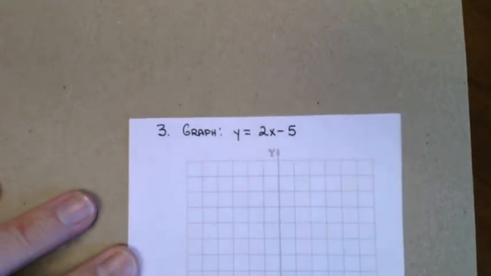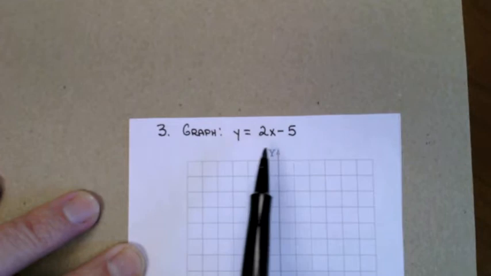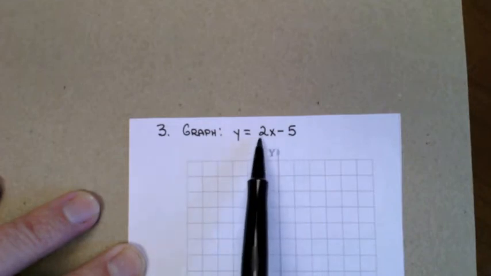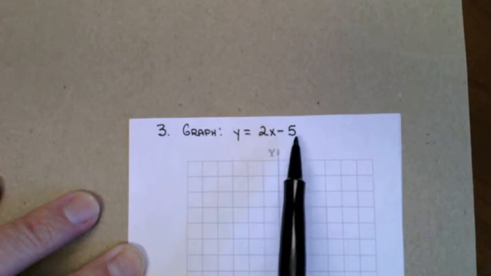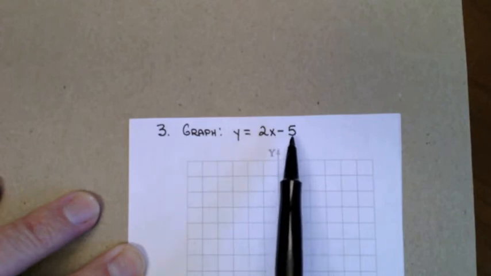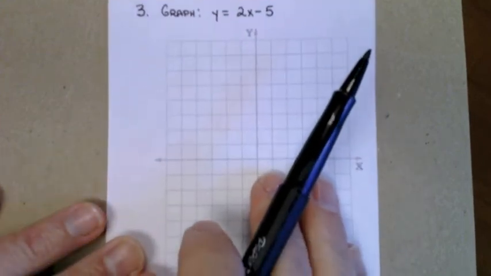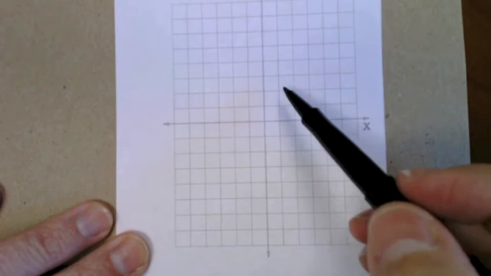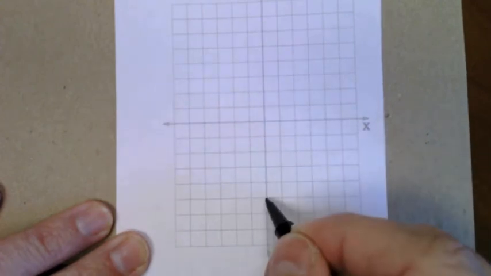Example number 3, again, is written in slope-intercept form. Remember, if it's written in slope-intercept form, this is my slope right here, and this number on the end is my y-intercept. This is where I'm always going to start, with this number on the end, the y-intercept. The y-intercept is -5, so I look at my graph, and I find -5 on the y-axis. 1, 2, 3, 4, 5.